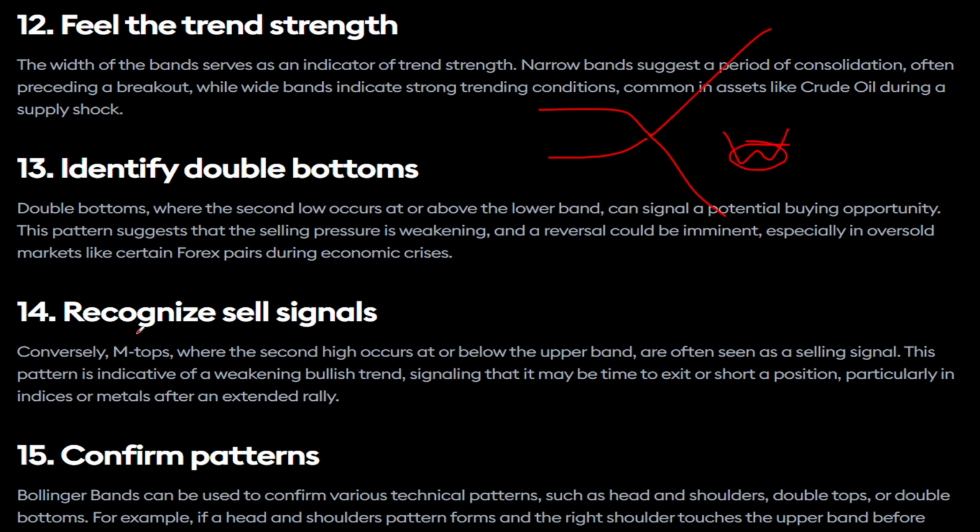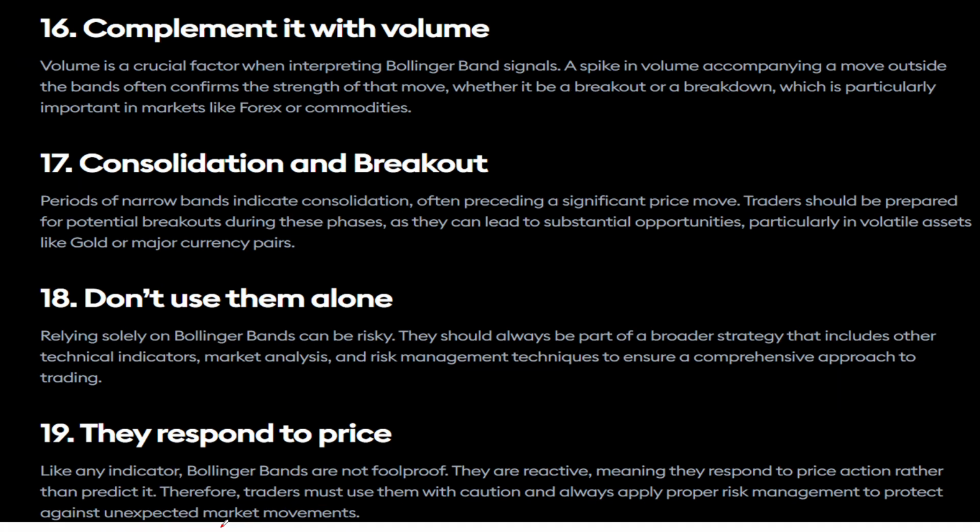Recognize sell signal. So over here we are talking about the M tops. We are talking about the band going outside, and this is a potential reversal signal. Confirm patterns. Bollinger Band can usually confirm various technical patterns. Yes, head and shoulder can come, double top, double bottom can also come. So it is a very good indicator which also gives a confirmation of your patterns.